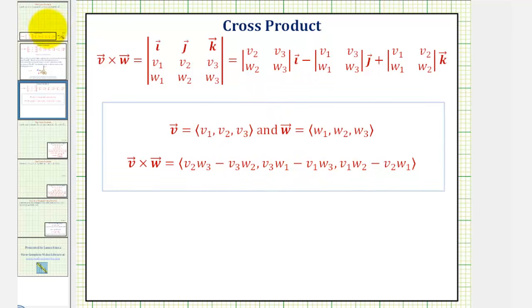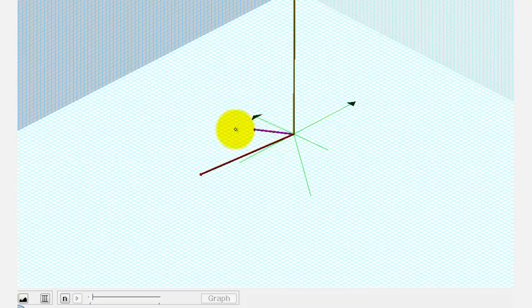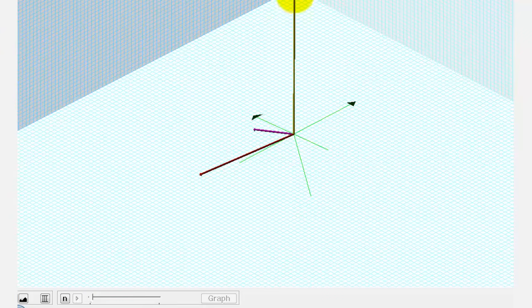So going back to our example, let's graphically show the cross product of vector a and b before we find this cross product. This purple vector here is vector a, and this red vector here is vector b. The cross product is this yellow vector here, which is orthogonal or perpendicular to both vector a and vector b. Notice how if you take your right hand and point your fingers in the direction of vector a so that they would curl toward vector b, your thumb would point upward in the direction of the cross product, which we see here in yellow. So as you rotate this, notice how the cross product is always perpendicular to both vector a and vector b.